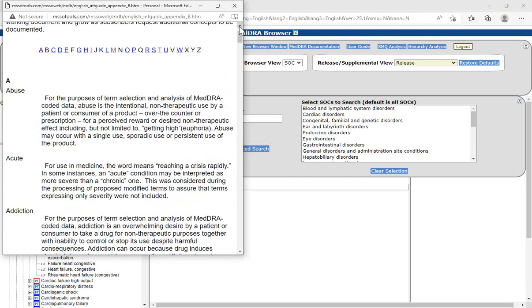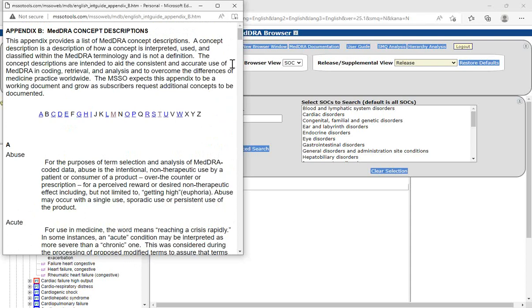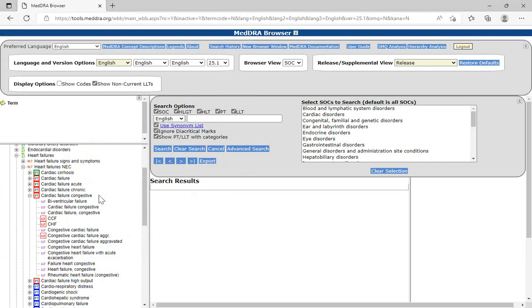Okay, again, before we go back to the exercise, I do want to reiterate that the MedDRA concept descriptions are not definitions per se, but just descriptions of how the concept is interpreted, used, and classified within the scope of MedDRA terminology. So again, it's not a definition, it's just the way that concept is addressed for the purposes of MedDRA. Okay, so a very easy and good reference to use. So with that knowledge in mind, the fact that aggravated and worsened are interchangeable, the best choice, I think, would be congestive cardiac failure aggravated.